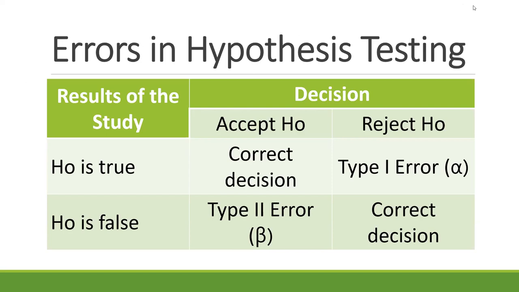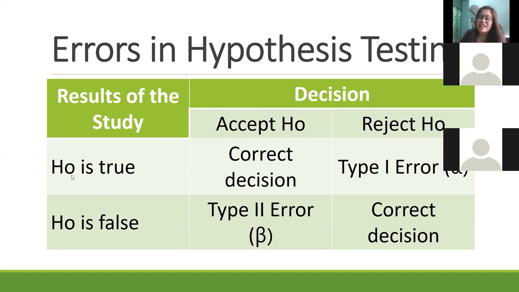So for example, sa results sa ato ang study, the null hypothesis is true. So kung tinuod ang null hypothesis, then the correct decision is to actually accept it. Kay tama man siya, tinuod man siya. So that's the correct decision. Sa conclusion, dapat makita na siya na the null hypothesis is accepted. However, if magkaroon ng error, ang nahitabo, though tama ang null hypothesis tapos gi-reject siya sa researcher, that's the time na magkakaroon tayo ng error.